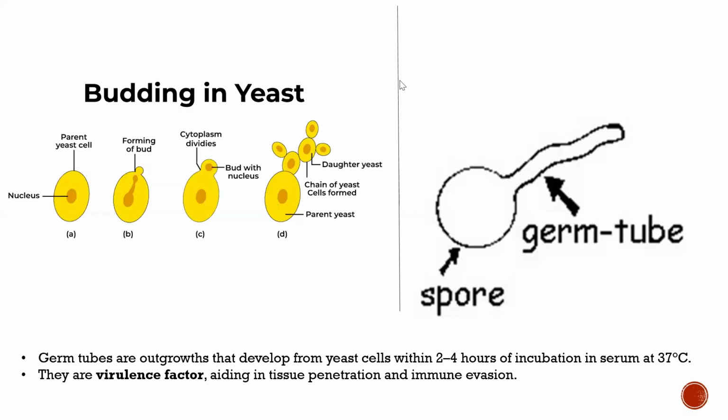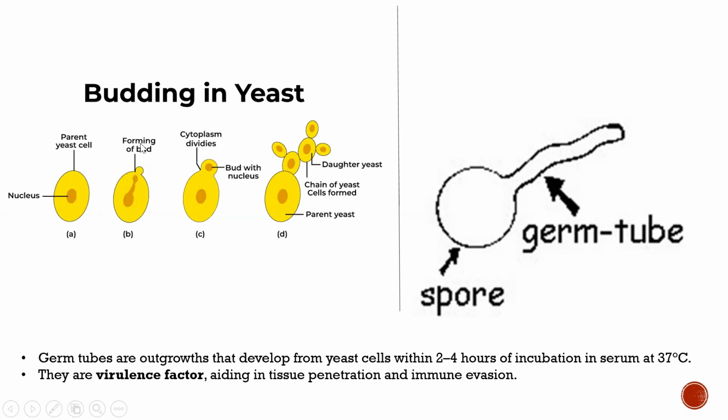So like I explained, yeast actually reproduce asexually by budding. What budding actually means is that the new or daughter cells are gotten from the parent yeast cell. From the picture at A on my left hand side, you can see the nucleus, you can see the parent yeast cell.